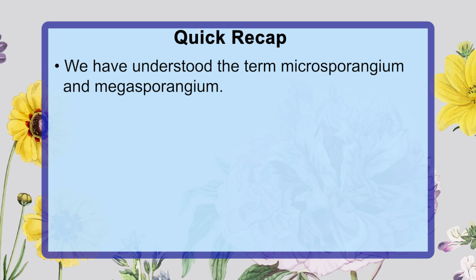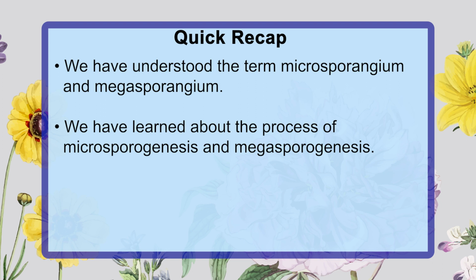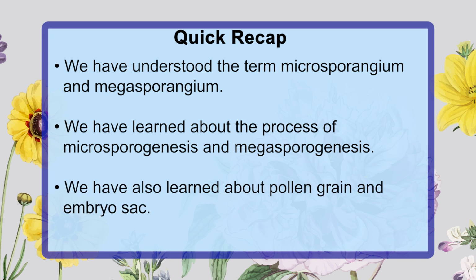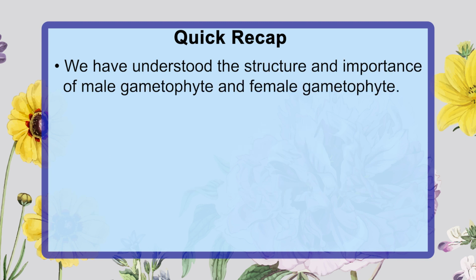Dear students, now let us have a quick recap. We have understood the term microsporangium and megasporangium. We have learned about the process of microsporogenesis and megasporogenesis. We have also learned about pollen grain and embryo sac. We have understood the structure and importance of male gametophyte and female gametophyte.